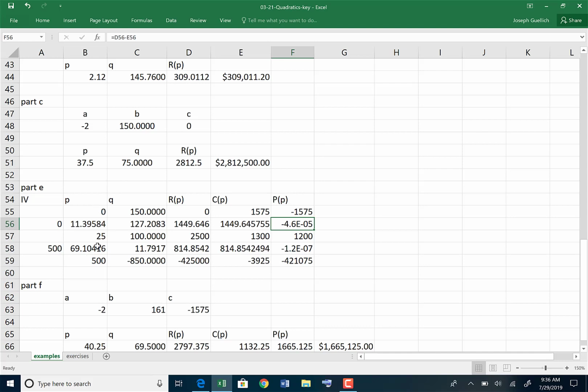I also expanded the table to answer the next part of the explain so that I can see, starting at 0 and going up to the 11.39, I have a negative profit, and then it gets to 0. That E is scientific notation. That's a negative, so that's negative 4.6 times 10 to the negative 5. And you can see the next one. So in between the 11 and the 69 is 25. It shows a positive profit. And then at 69 is another break-even point. And then greater than 69, we're back to negative.